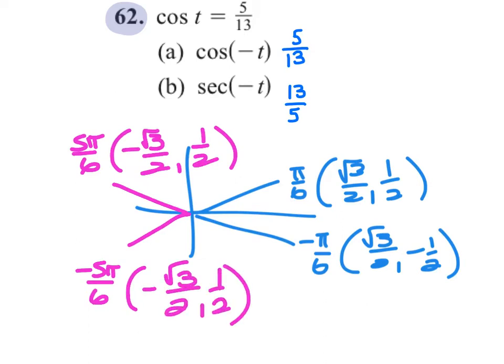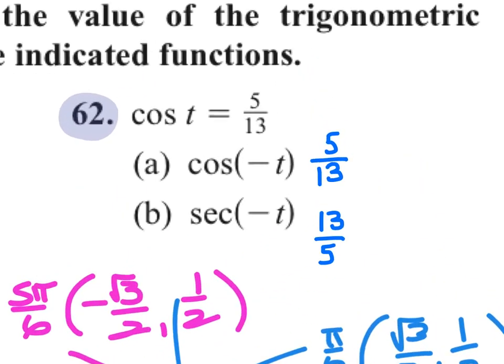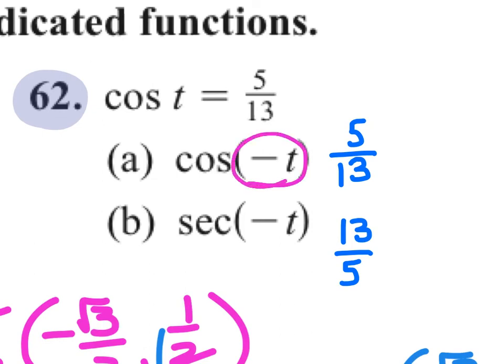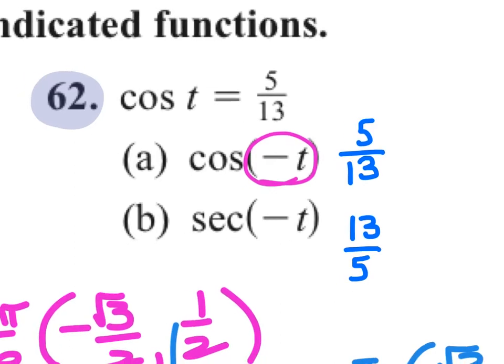So this time the cosine would start negative, but it stays negative if I move to the negative angle. The sign doesn't change. So when you're looking at these, you basically are focusing here. If this is cosine, then it doesn't change the sign. If it's secant, because that's the reciprocal of cosine, it doesn't change the sign. But every other function is odd, and it would change the sign.